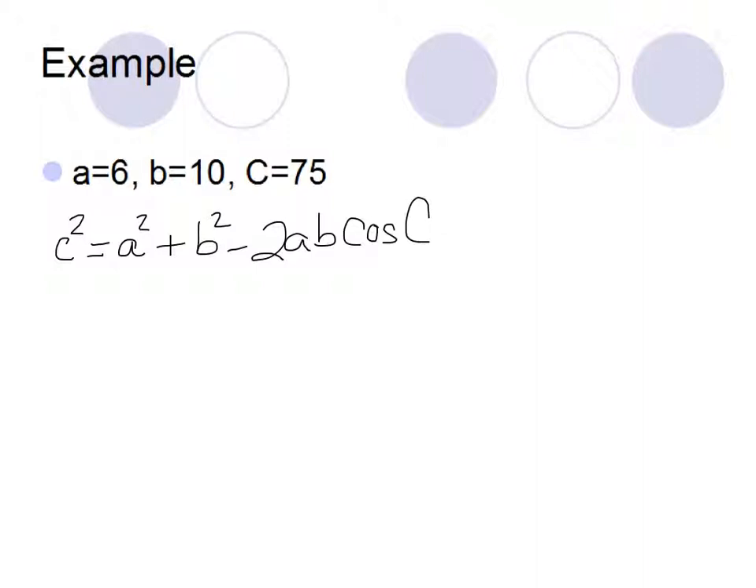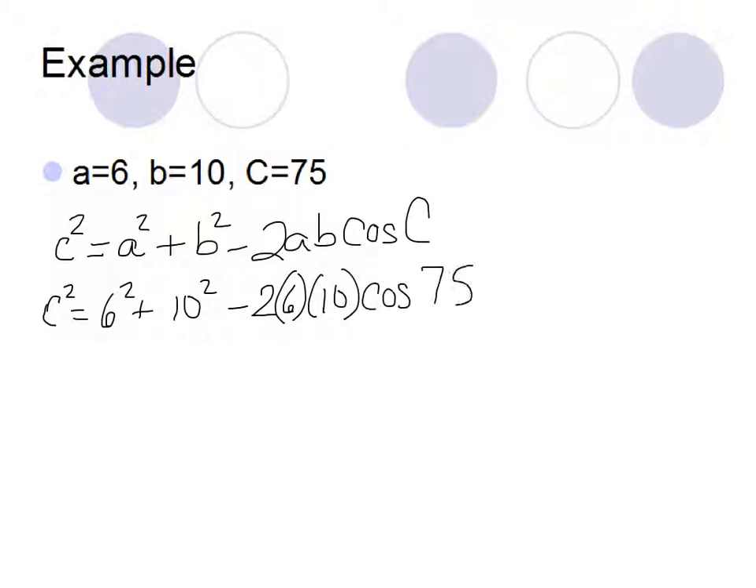This is actually a quicker way because we know all of this stuff. So basically we're just going to enter this all in left to right in our calculator and find our little c. So it's going to be C squared equals 6 squared plus 10 squared. You could just write that 36 and 100 if you wanted. Minus 2 times 6 times 10 times the cosine of 75. We know everything right here.